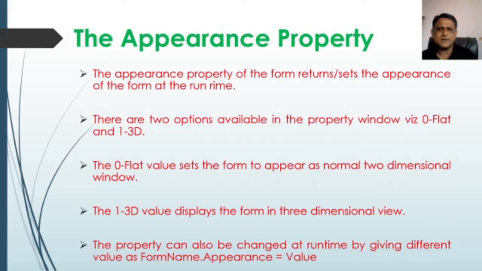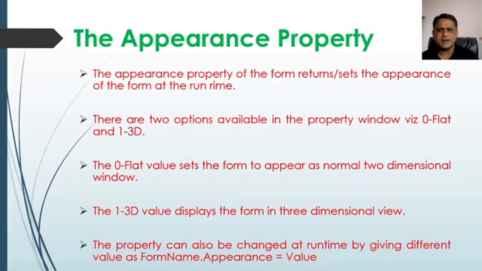Next, the Appearance property. The Appearance property of the form returns or sets the appearance of the form at runtime. It defines how the form looks, the physical look of the form, whether it appears in a 3D or a 2D effect. This can be set at design time by using the Properties window.